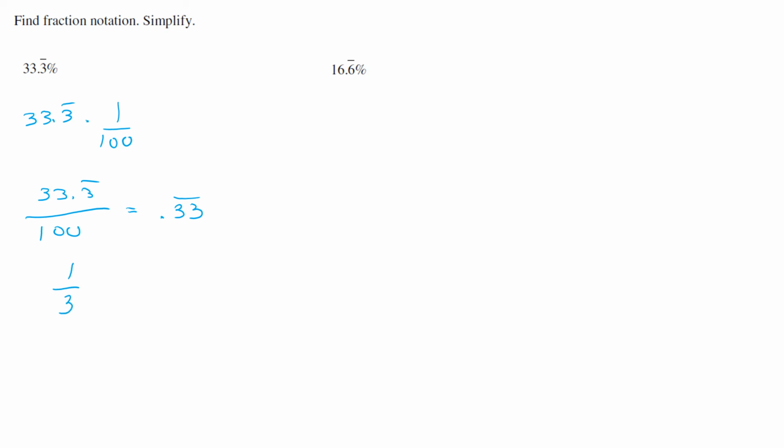Alright, and next one here, we've got 16.6 repeating. So this is going to be 16.6 repeating over 100. Again, if we make this decimal notation, we're going to get 0.16 repeating. And that's actually another one of our common repeating decimals to be familiar with here. And that's going to be 1 over 6.